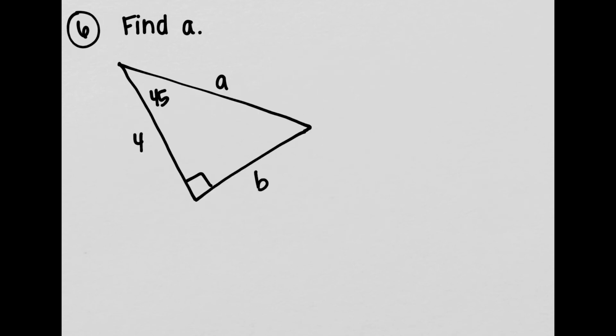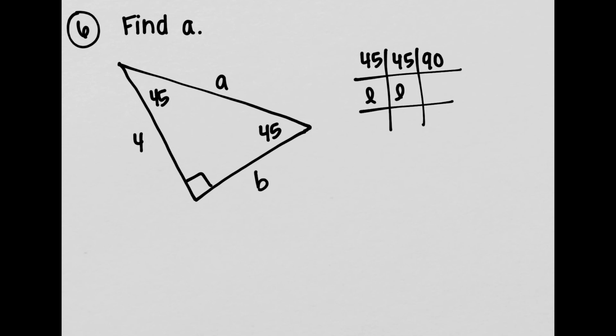And then the final problem of this quiz was number 6, and you were asked to find A. So I have 45 and 90, so that means my third angle is also 45. I go ahead and set up my table as 45, 45, 90. That row never changes. This middle row also never changes. I have L, L, and L square root of 2. Now I look at the side that I'm given, which is 4. It's across from the 45, so I can put 4 under both 45s.